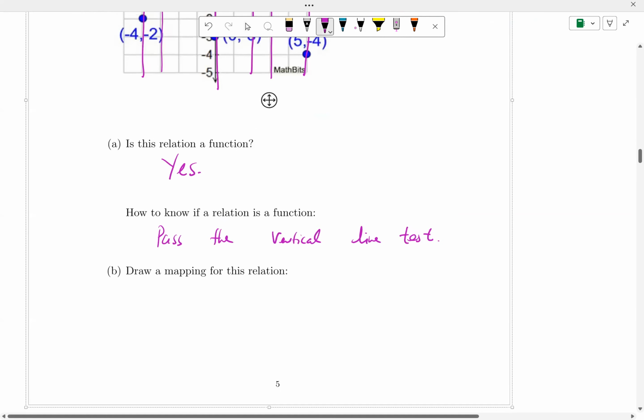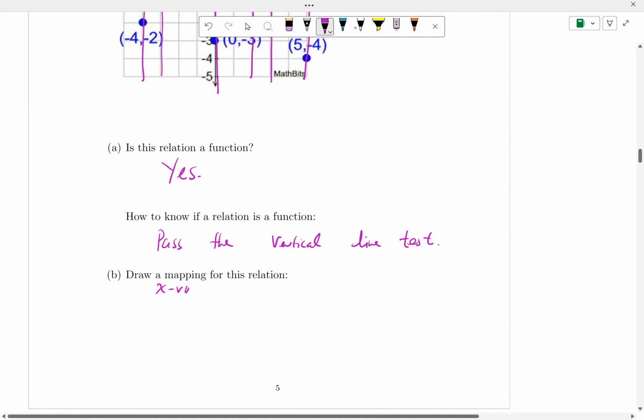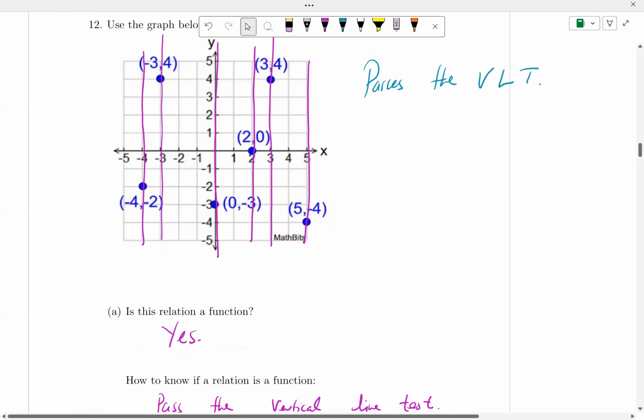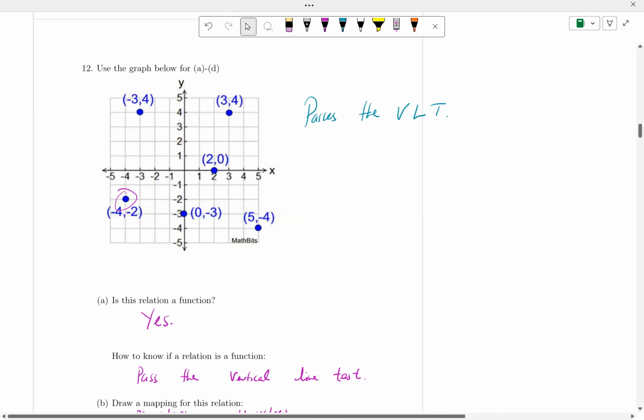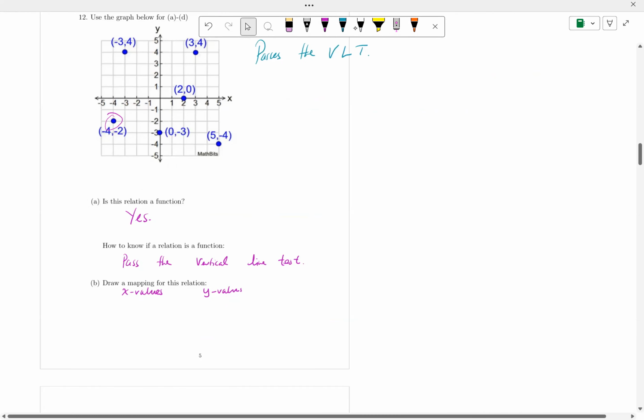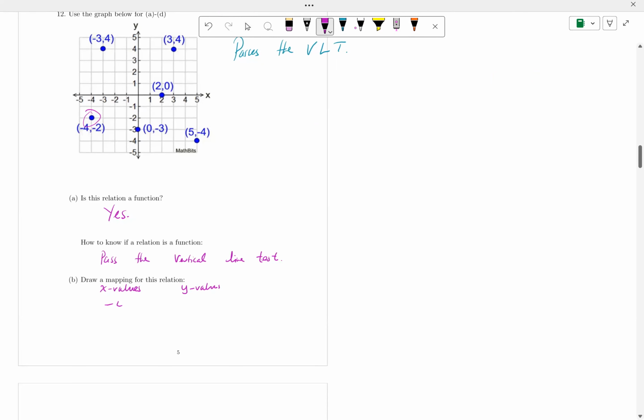So a mapping is when you have x values and you have y values, and we're going to map them together. Look, each point has x and y. Let me erase the original points that I have. Let's do this left to right. Our x values are -4, -3, 0, 2, 3, and 5. Let me zoom out a little bit so we can fit it on one page. Those are all the x values we have.